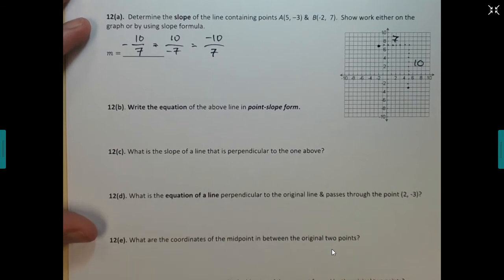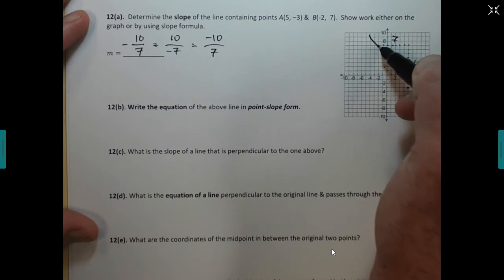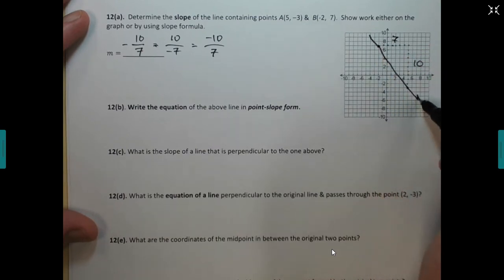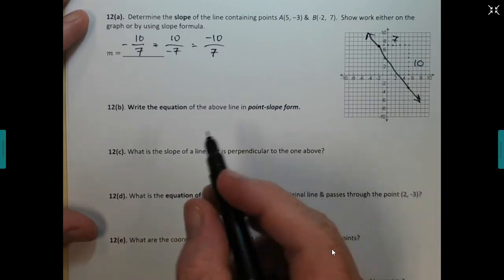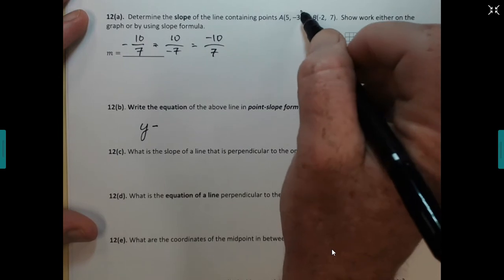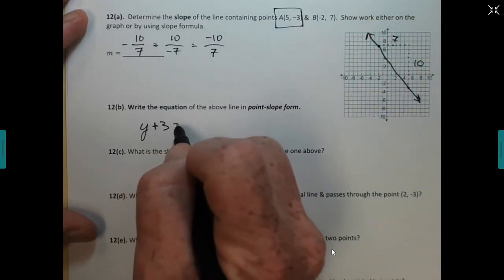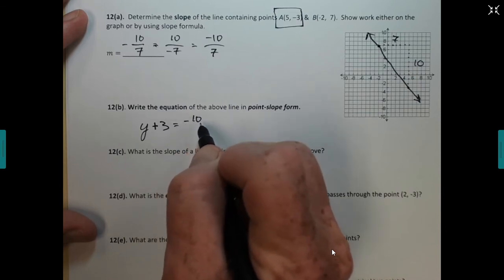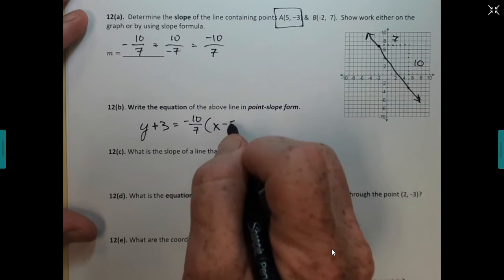All right. Now they want me to write the equation of this line in point slope form. All I need is one of the points. I'm going to decide I'm just going to use A. Y minus a -3 equals my slope times x minus 5.